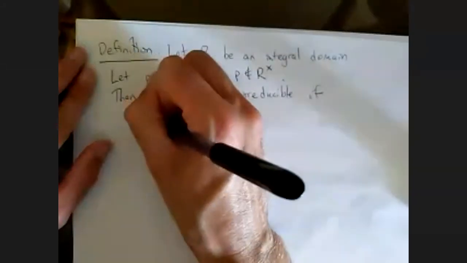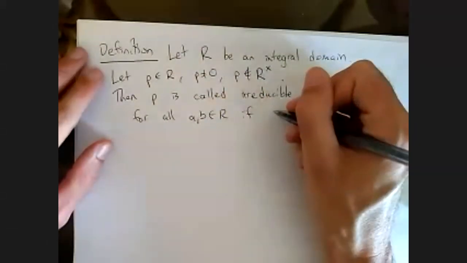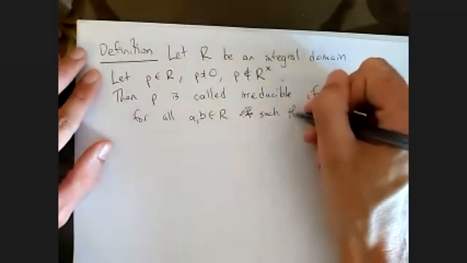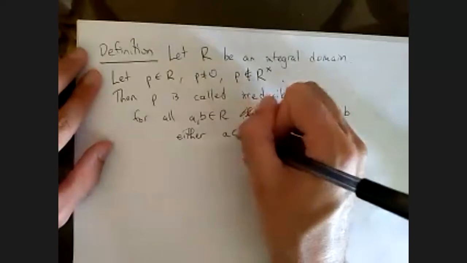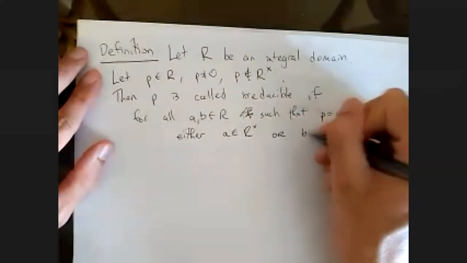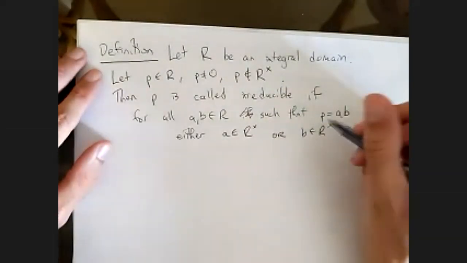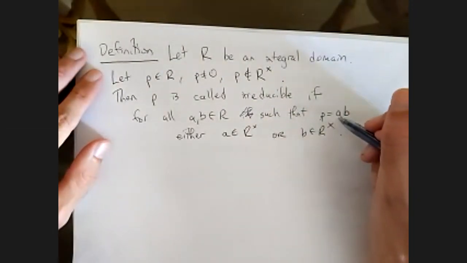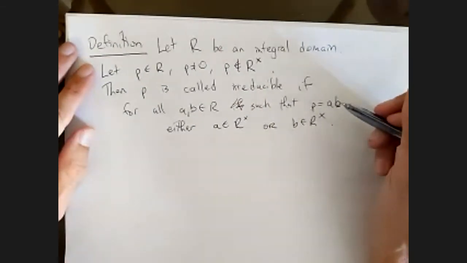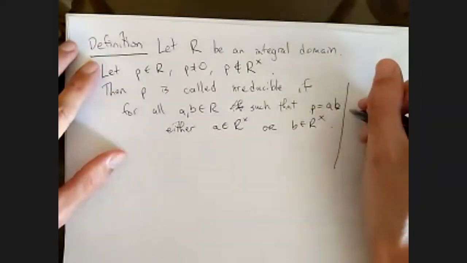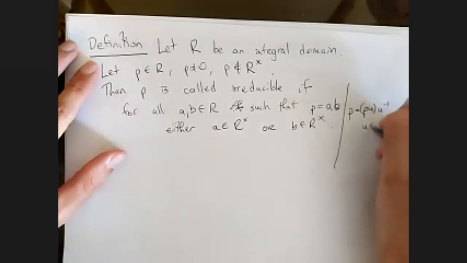if for all a and b such that p equals ab, either a is a unit or b is a unit. Okay. So the only way to break apart p is that one of the terms has to be a unit. So in other words, when you try to factorize p, the only way to do it is p times u times u inverse, where u is a unit.